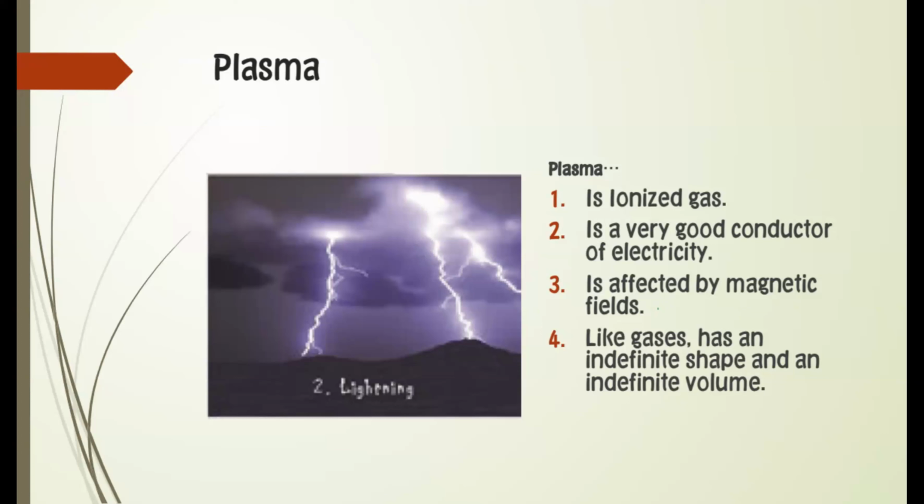So they are telling us that if anyone asks you about plasma, you can say that plasma are very hot gases, or they are ionized gases. The other thing is that plasma are very good conductors of electricity, and they are affected by magnetic fields. And like gases, they have no definite shape, and they also have no definite volume.